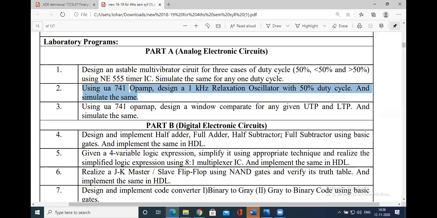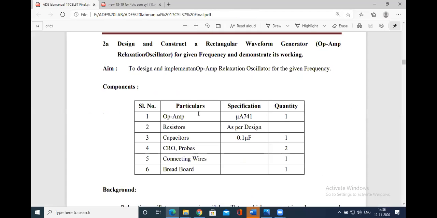Let me go to the circuit first. So what is a relaxation oscillator? You have a theoretical part in ADE that you come across. So here is the first experiment you have. Relaxation oscillator, that is, we need to get a rectangular waveform for a given frequency.